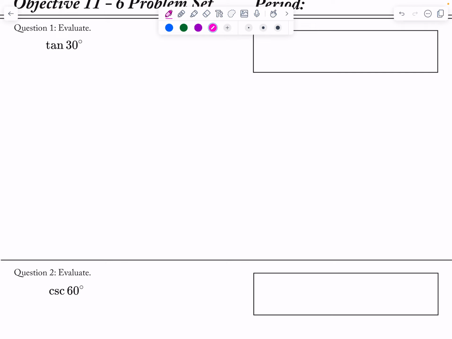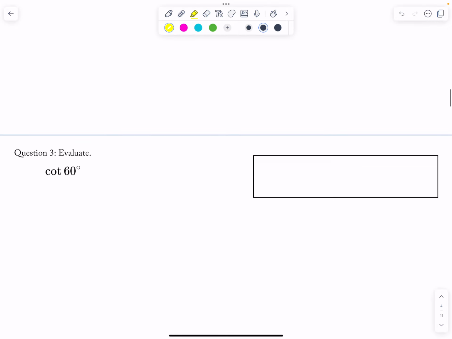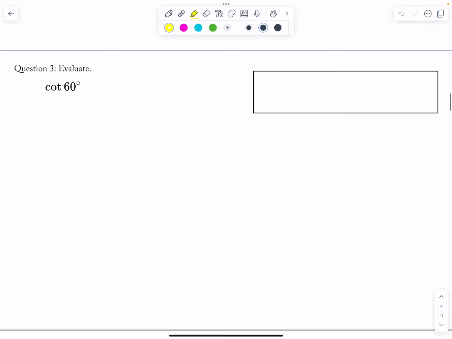Okay, so tangent of 30 degrees. 30, 60, 90: root 3, 1, and 2. And the tangent of 30 is opposite over adjacent, which is 1 over root 3. I rationalize my denominator. I could write a 3 better. Rationalize my denominator, and I get root 3 over 3. I'm going to stop showing the step here, so hopefully you are better with rationalizing the denominator.